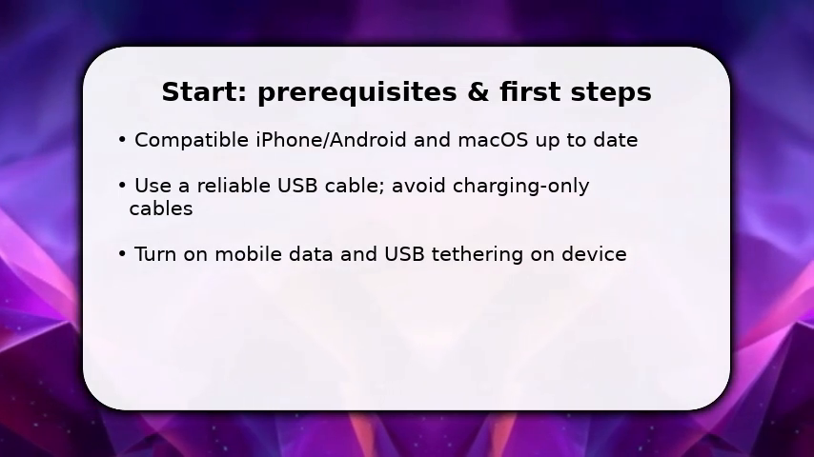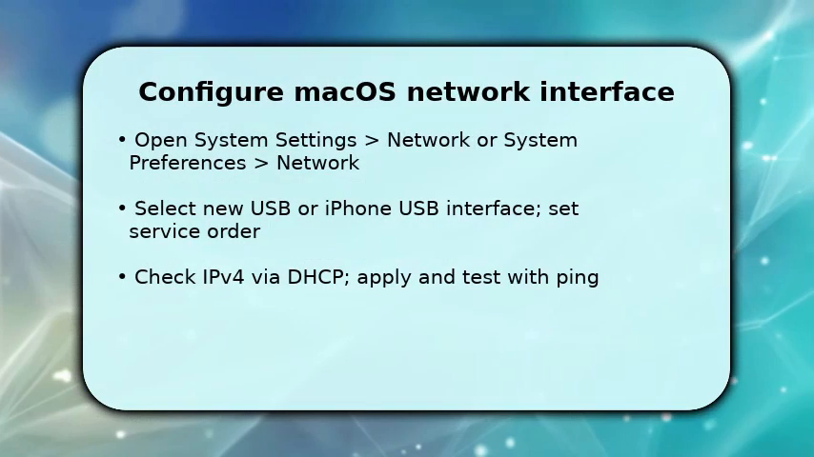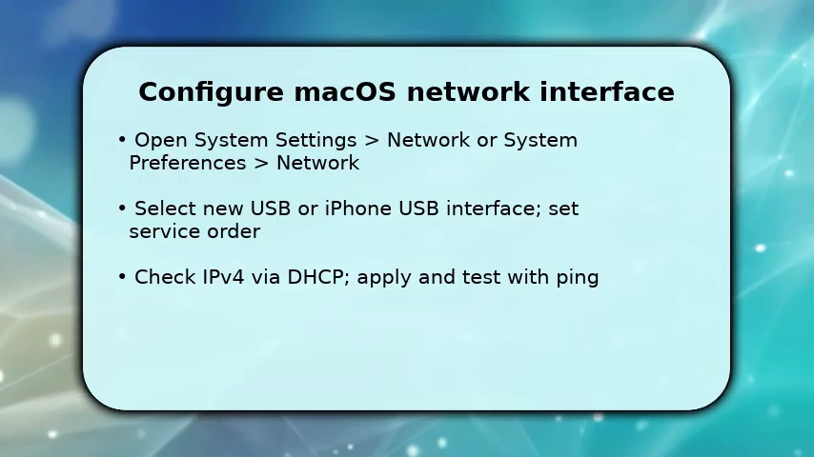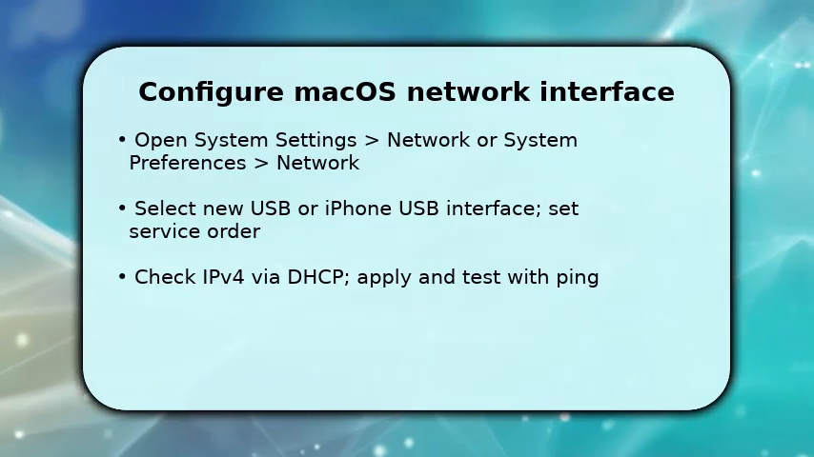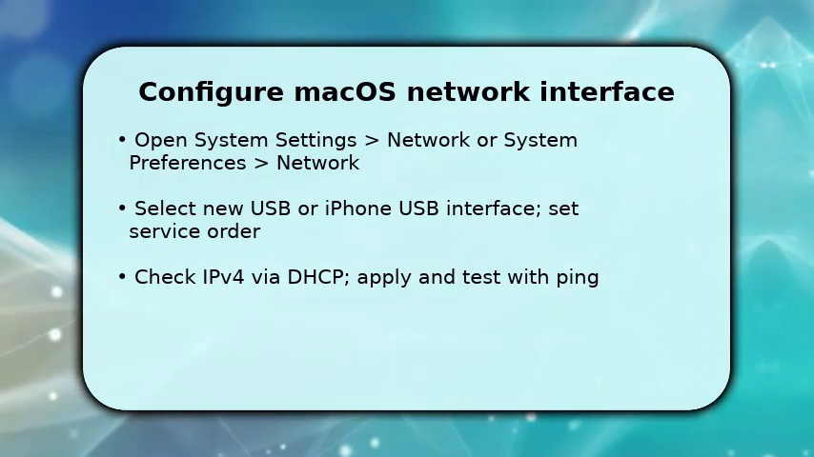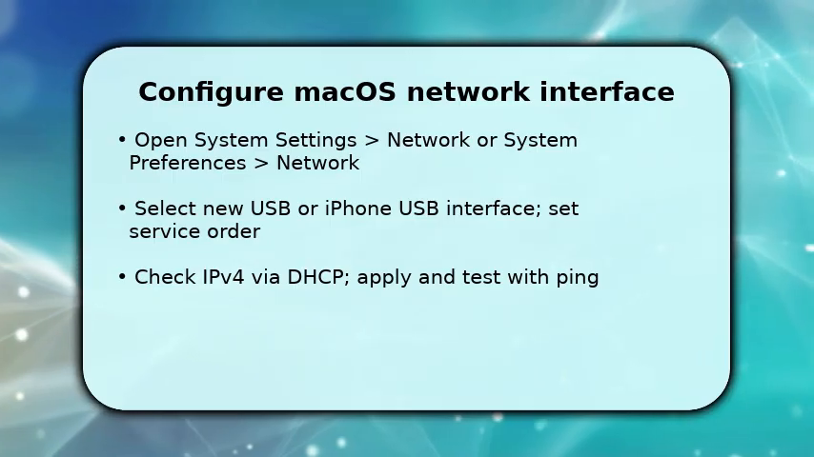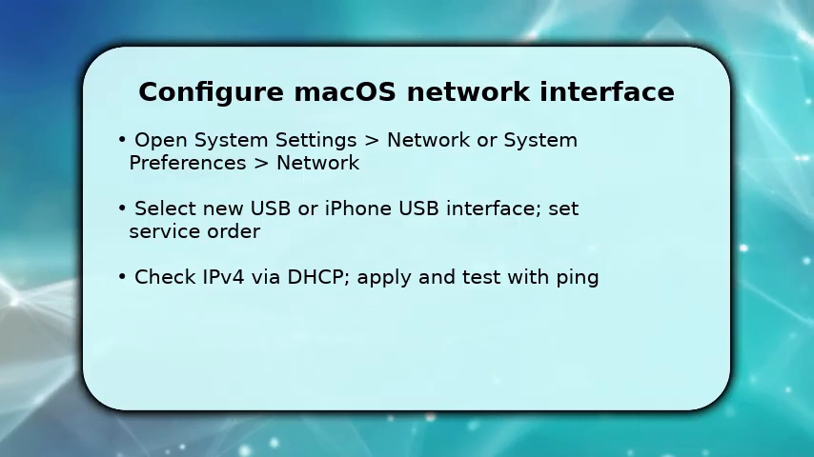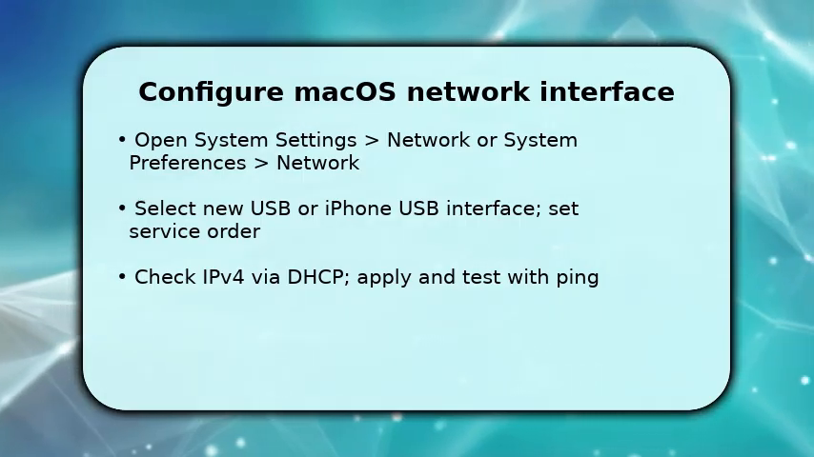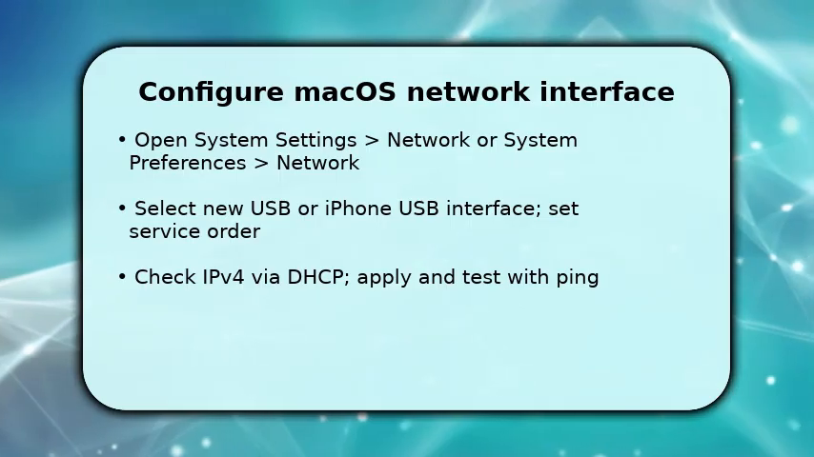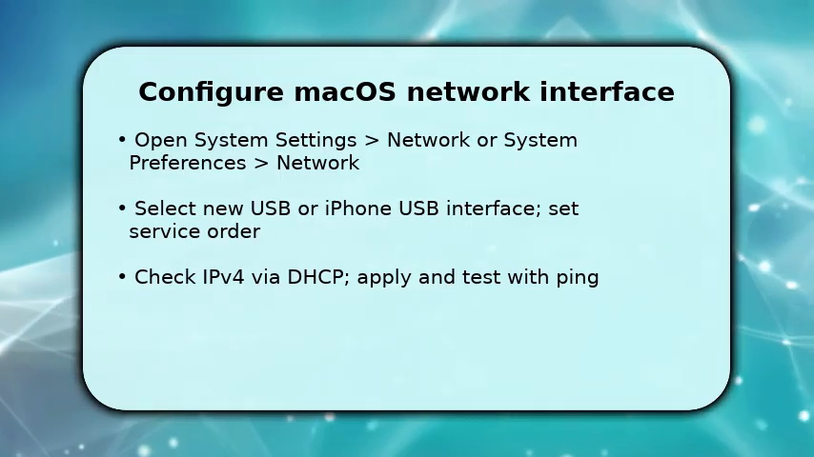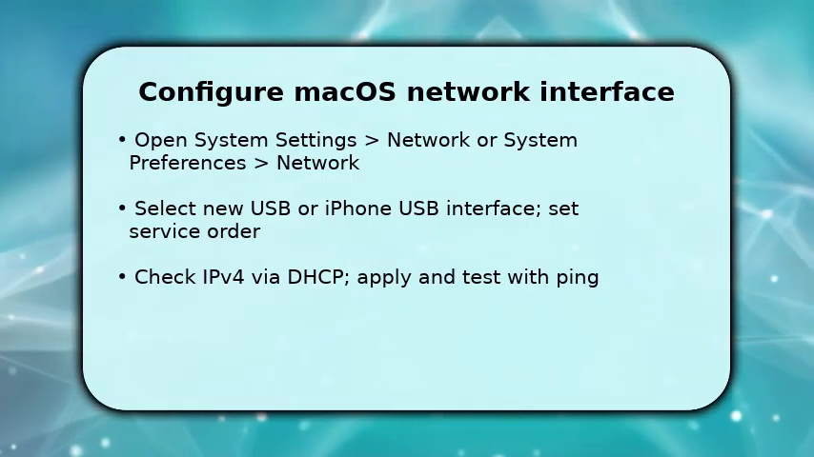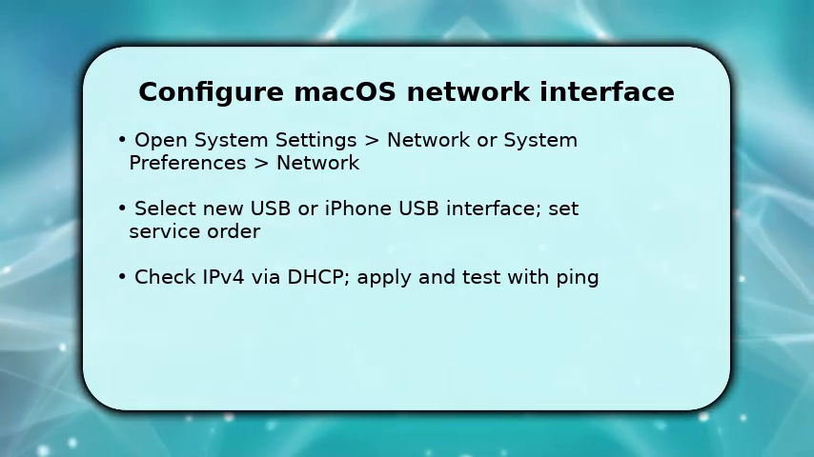Next, you configure macOS to use the new interface. Open System Settings or System Preferences and go to Network. You should see a new USB or iPhone USB adapter appear automatically. Select it and confirm IPv4 is set to DHCP so the Mac receives an IP address from the phone. If needed, drag the USB interface higher in service order to prioritize it. Apply changes, then test connectivity by loading a web page or running a quick ping to confirm DNS and route.